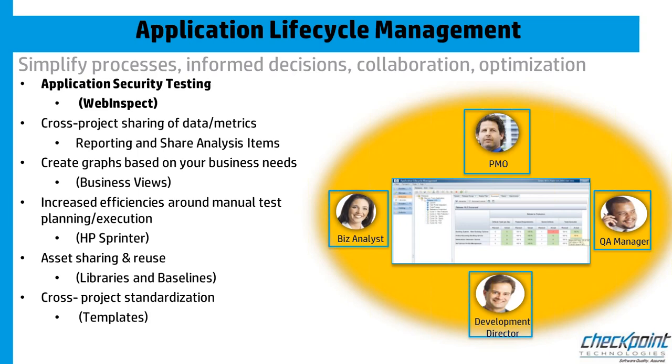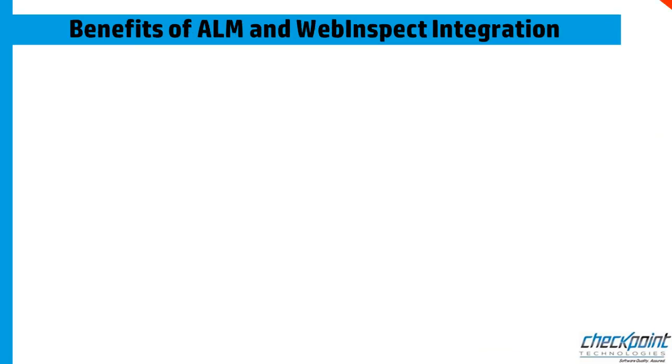And some of the things they've actually added, which is really cool, is now you can do some additional things around sharing assets and items between projects. You're going to be able to standardize your projects if you need to, using templates and things like that. The reporting and sharing of information is much easier now with not only what they call business views, but you're just going to be able to much more easily get data out of ALM now. And so one of these items that fits right into the ALM process and right into your development lifecycle is Web Inspect for your application security testing.